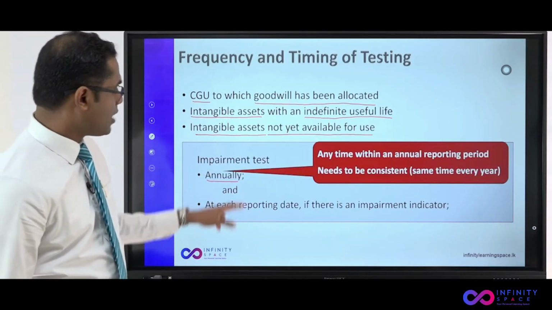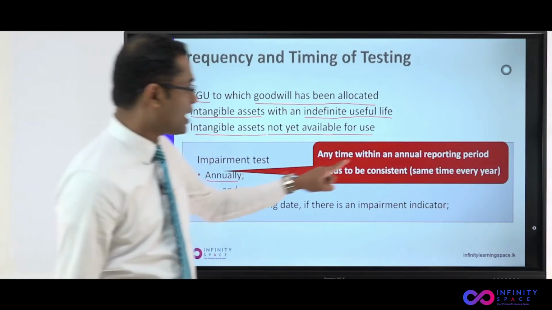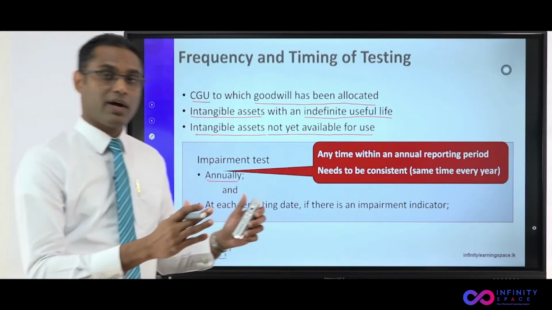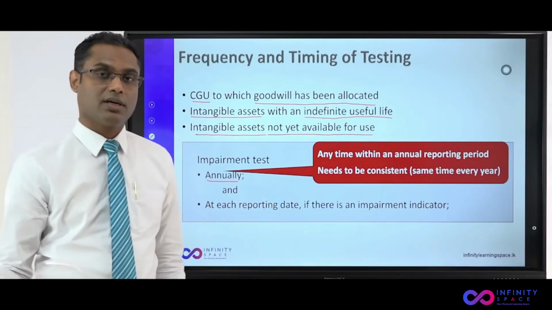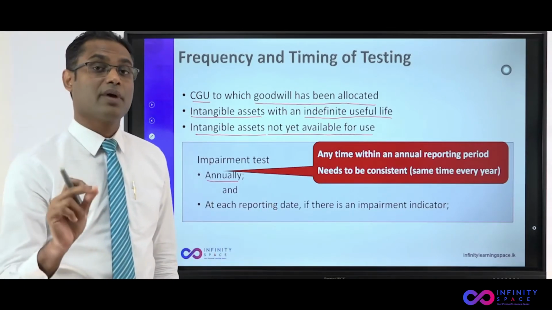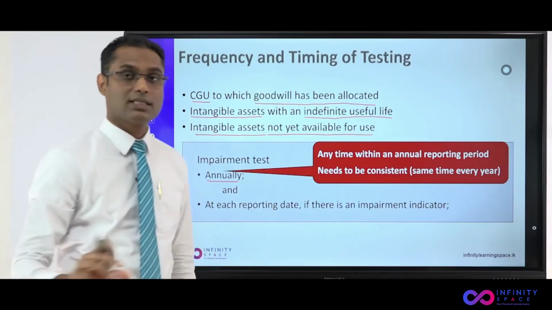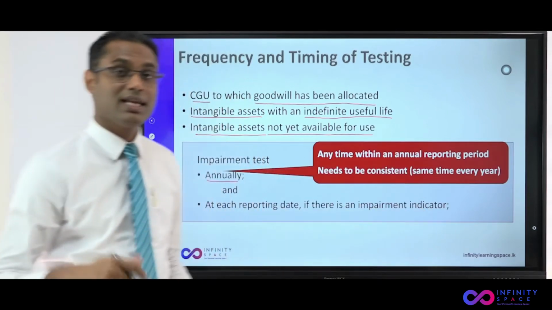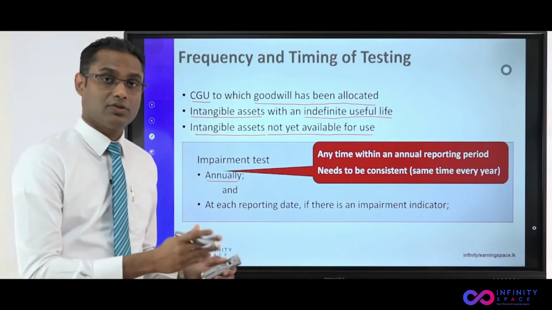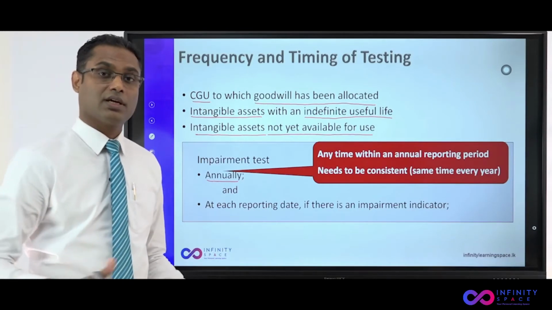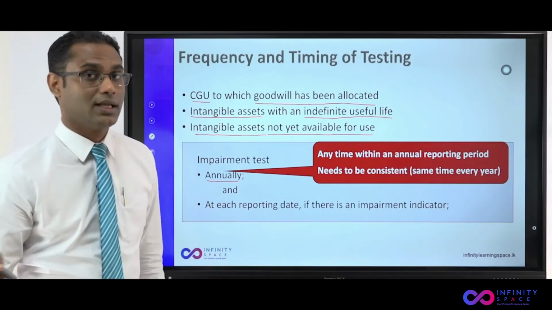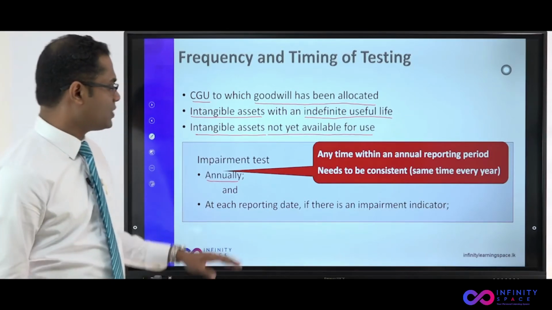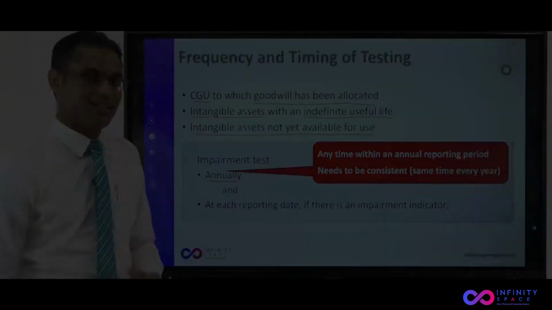Then when you are doing this annual impairment testing, remember it can be done at any time during the reporting period. So let's say your financial year is from 1st January to 31st December. The entity can decide, I am doing the annual impairment review each year for these 3 assets on 30th June. That's fine. But it has to be consistent, the same in each and every year. You can't change this year 30th June, next year 30th September, thereafter 30th April. So whatever the date, it has to be consistent. But a lot of entities do this annual impairment review at the year end.